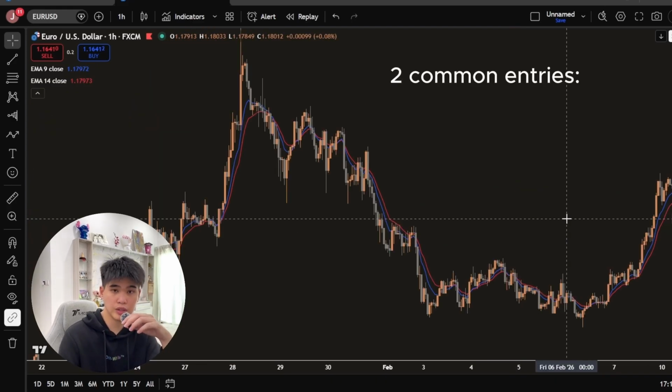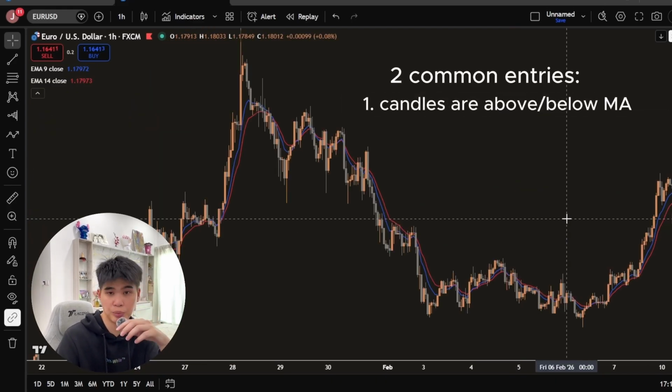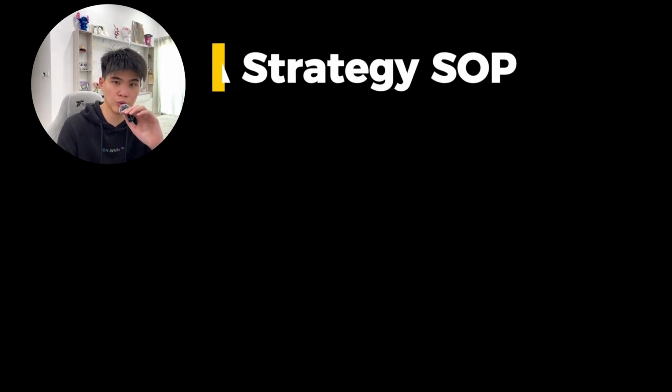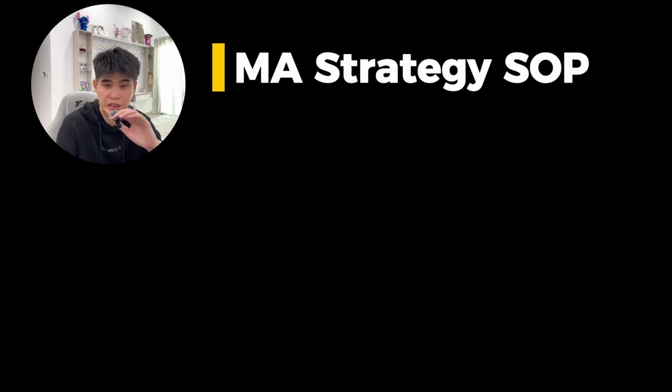And there are two ways of trading moving average. Number one, you can trade whenever the price is constantly below or above your moving average. And the second way to trade it is whenever there's a cross happening between the moving averages, for example, the line crossing upwards or crossing downwards. And right here, I'm sharing with you my trading SOP for using moving average in different markets.